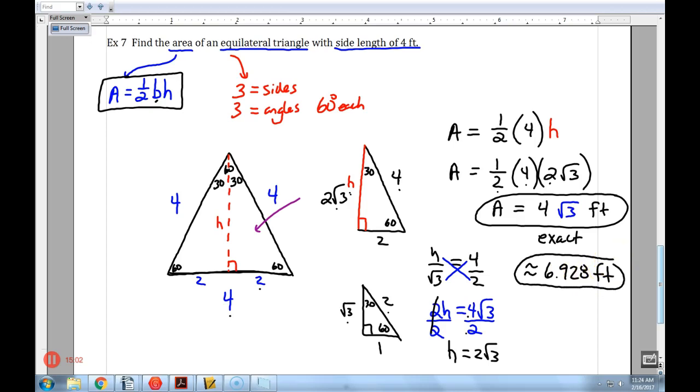So if I were doing a real life project and I said, hey, how much paint's it going to take to cover this 4-foot equilateral triangle, I would need to get enough paint to cover about 7 square feet, roughly. So, but make sure that you can do the approximate answer or the exact answer. And the SAT definitely is preferential to radicals and not changing them into decimals.